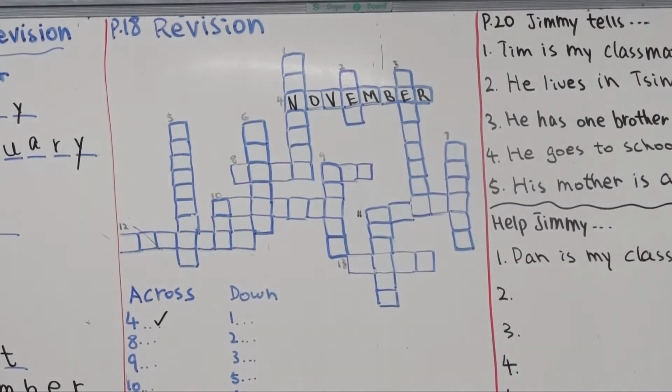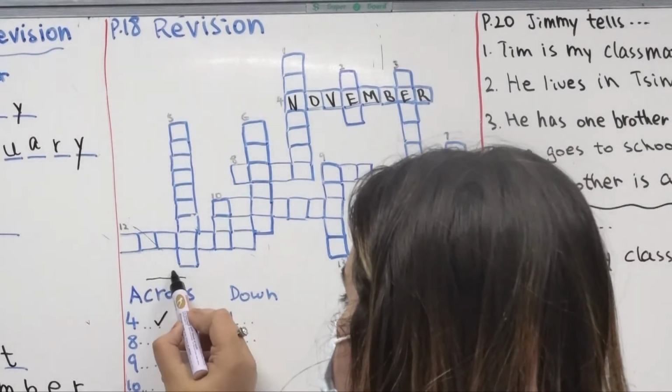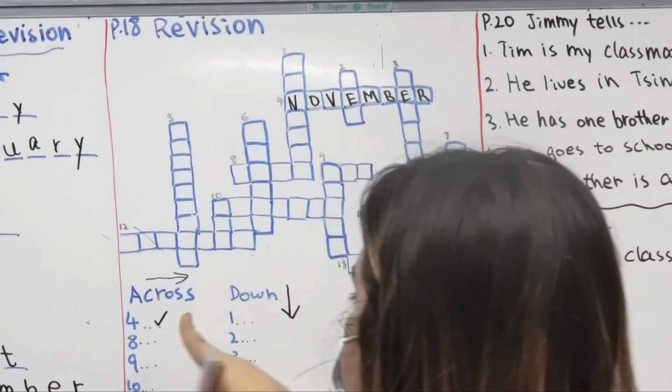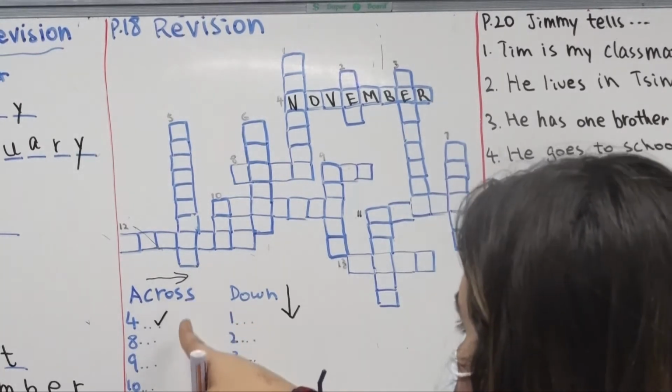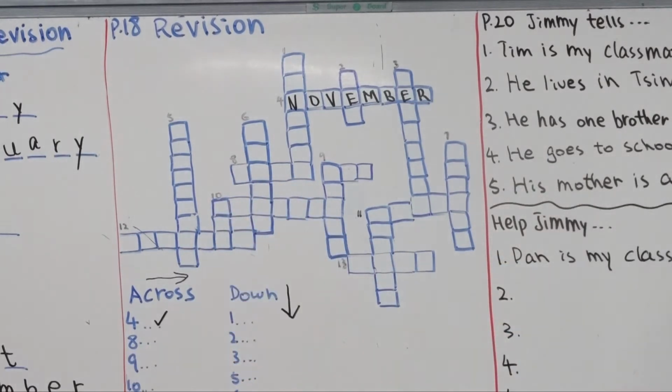Across number 8. Can you find across number 8 for me? Across means goes like this, and then down goes like this. Across number 8 is here. So let's read across number 8. The month before August is... Remember what is the month before August? It is July. The month before August is July.